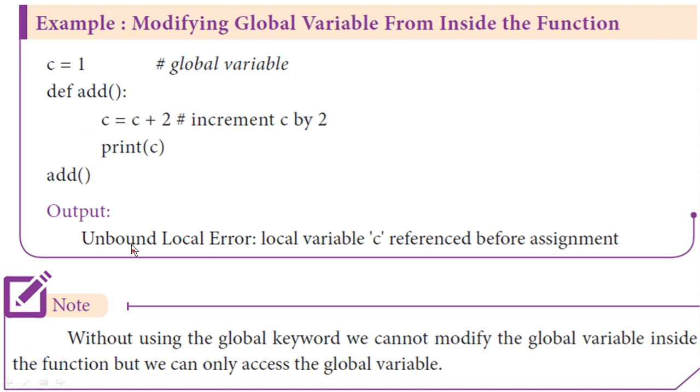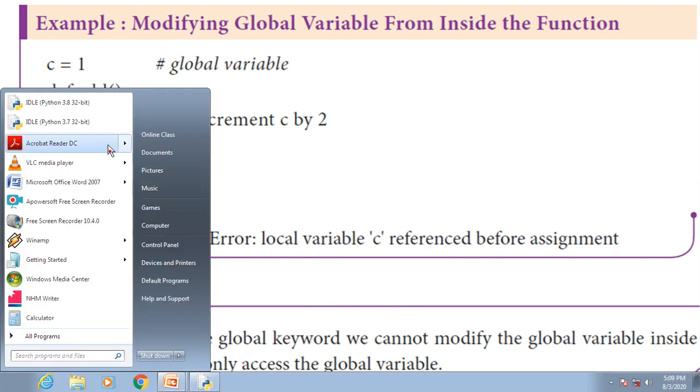Otherwise, it results in an error message, UnboundLocalError: local variable c referenced before assignment. So here the value of c inside the function is incremented by 2. When we print the value of c, the output is the error, local variable c referenced before assignment. We are going to see this by using the IDLE window.